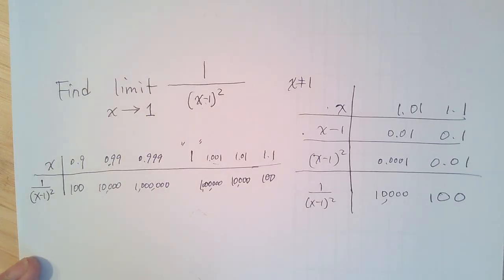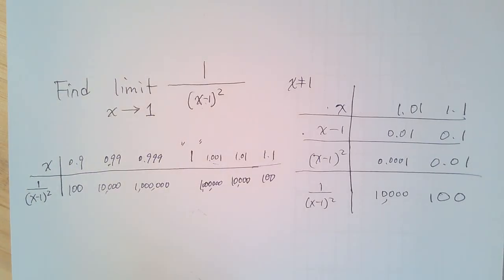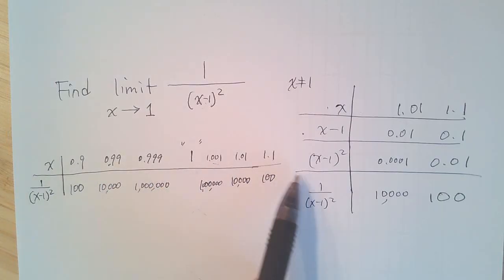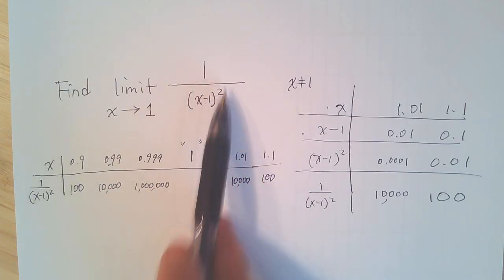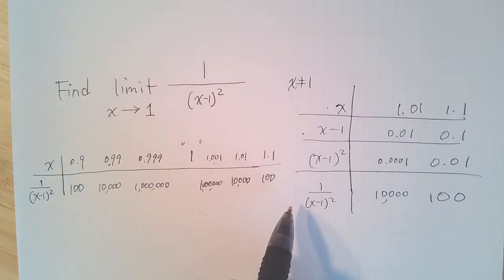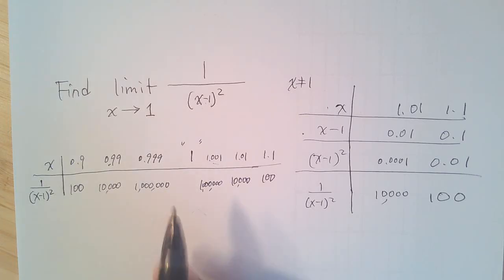Okay. All right, now, did you notice that when x approaches 1 from the left side or the right side, what happened to the function value? The function value approached infinity, isn't it? Okay, so there's no single number. It doesn't approach a single number.